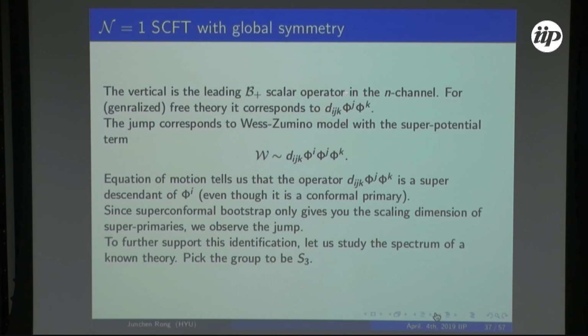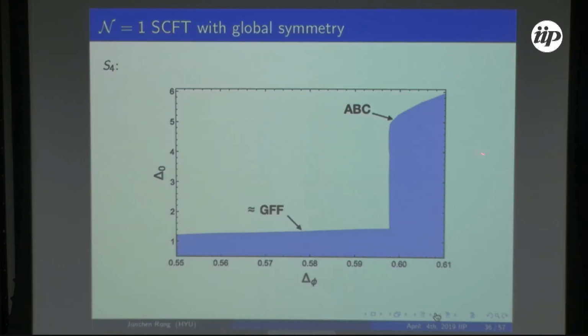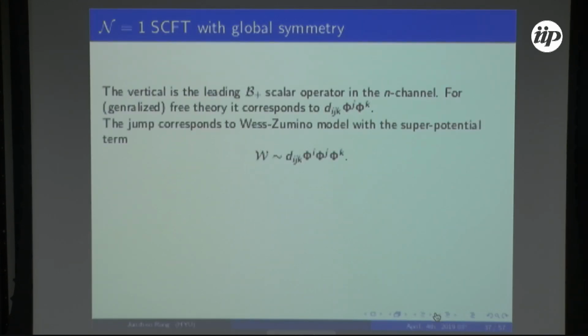D is the invariant tensor that's assumed to exist. S4 has such an invariant tensor. So you do differentiation with phi, and you get this. I'm claiming that this is the location of the Wess-Zumino model.